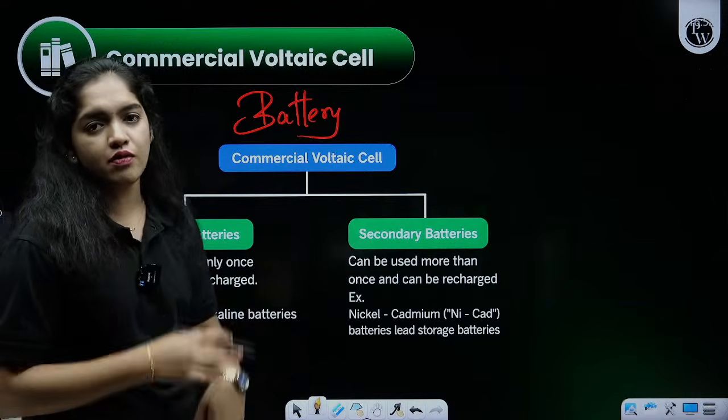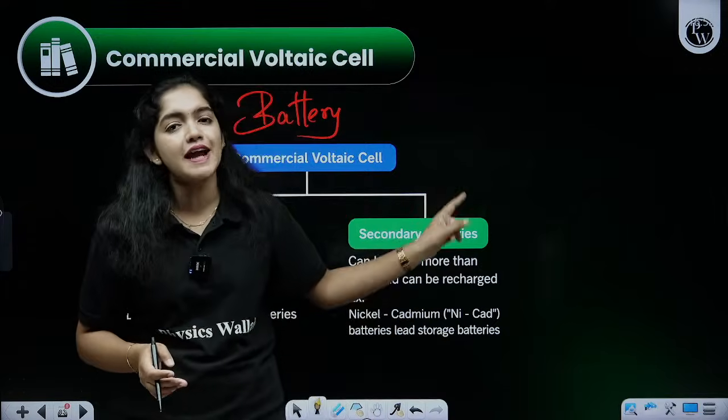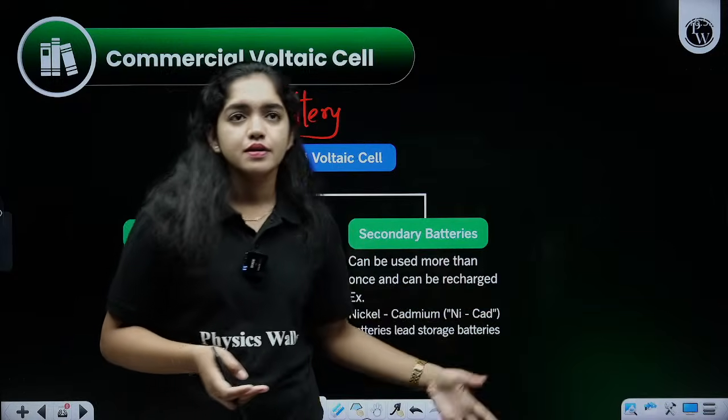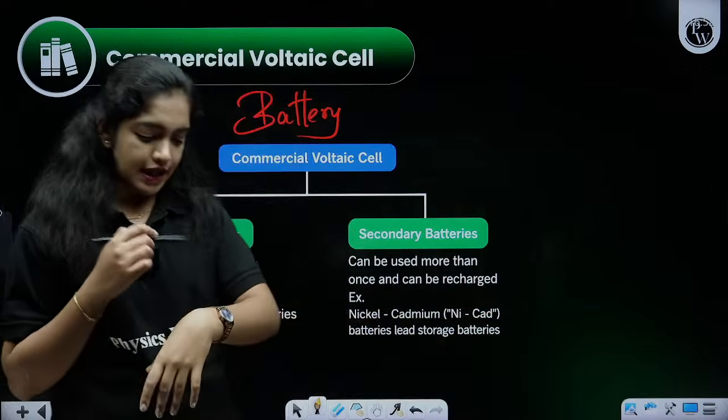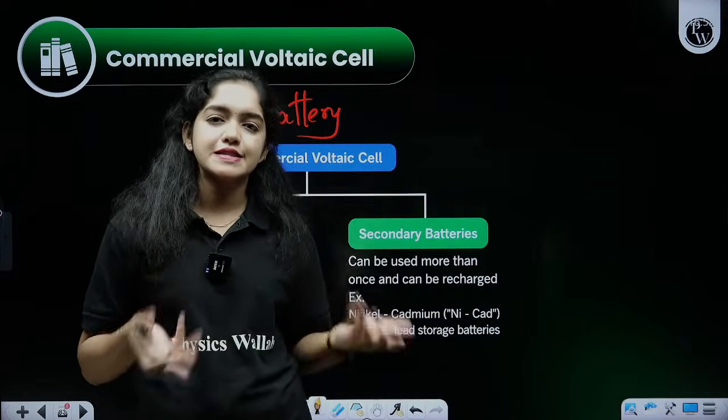Can we charge the watch battery? For smart watches, it is okay. The smart watch battery comes under the category of secondary battery that can be recharged and reused. But in the case of the old watches like this, it is not rechargeable, not reusable. When it is over, it is dead. We can throw it away.